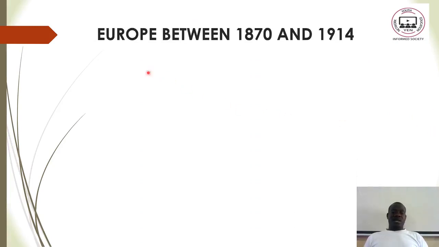So let us look at the events in Europe between 1870 and 1914. What were the events, as we said in the objectives, the success criteria? We have to understand the events by the end of this topic. So what were the events in Europe between 1870 and 1914?